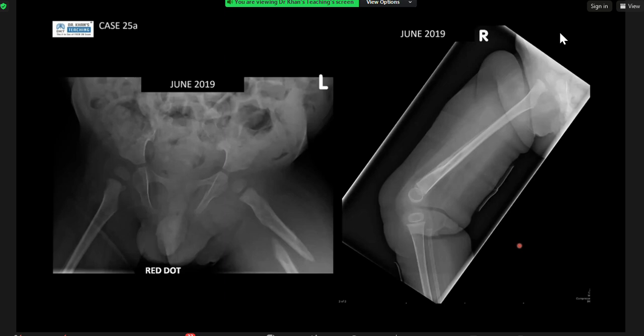Anything else to add? This is sparing the epiphysis, involving the diaphysis predominantly.